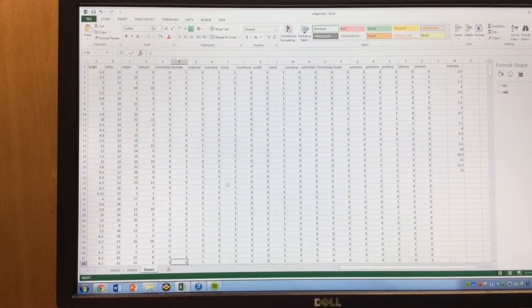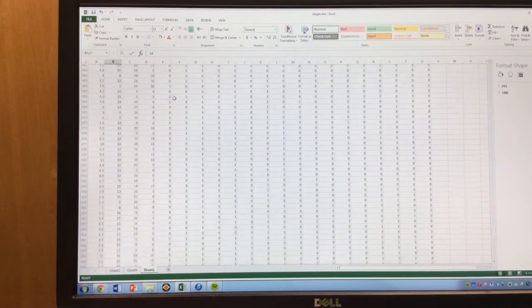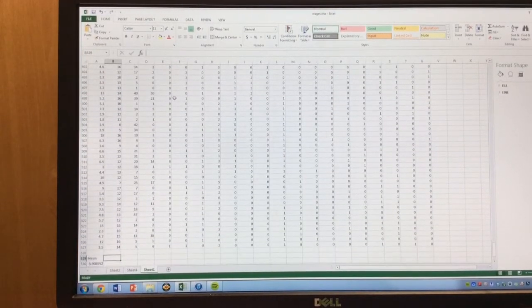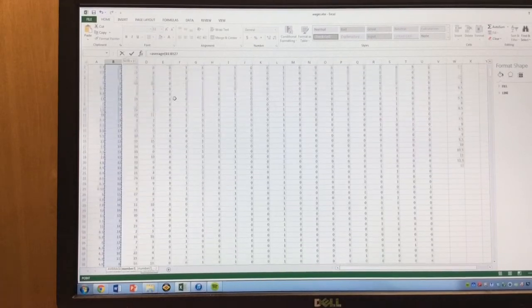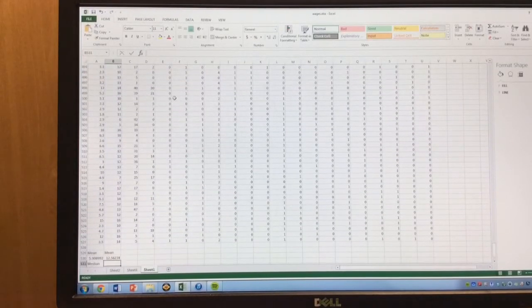So how do we create x bar of education? Well, here's our education column. X bar is just the sample mean. So this is equal to the average of education. The average is 12.56 in this sample. And we want to know, is that statistically different than 12?